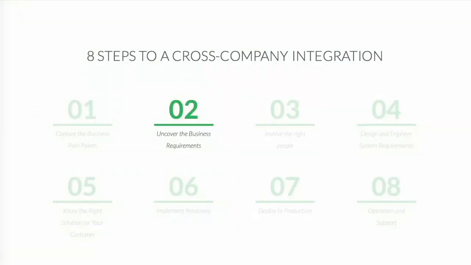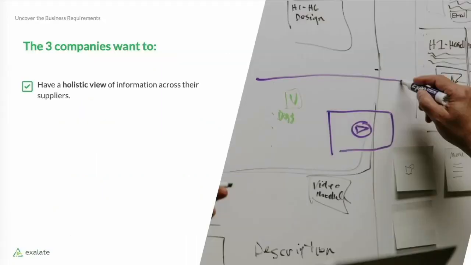And this is where we go to step 2, where we uncover the business requirements. The 3 companies want to have a holistic view of information like tickets, issues, change requests, and such like, across their suppliers.